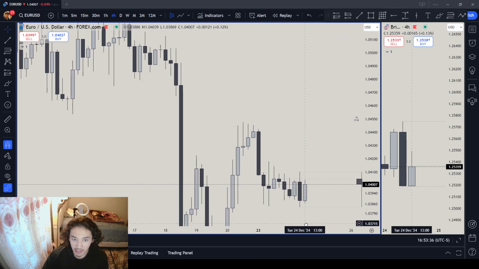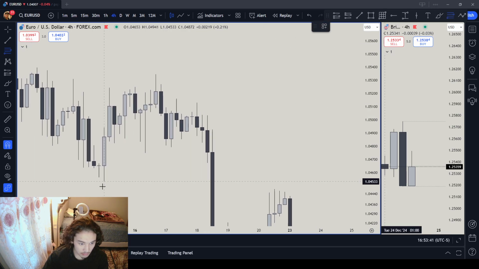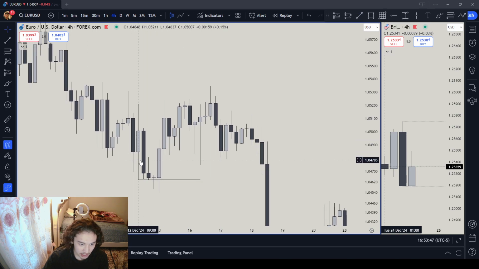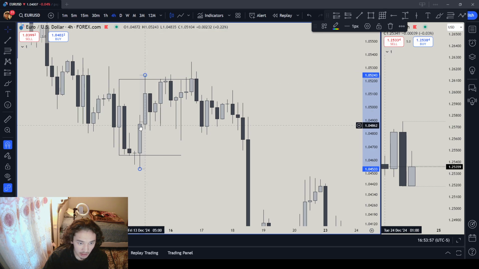So premium and discount would be like this, right? You can see a low got purged. This is very easy to spot. Swing low, low got purged. Swing high, high got purged, right? It doesn't really matter. It could be either, right? Once this low gets purged, up to this high, everything here is a discount. Everything here is premium and discount, right?